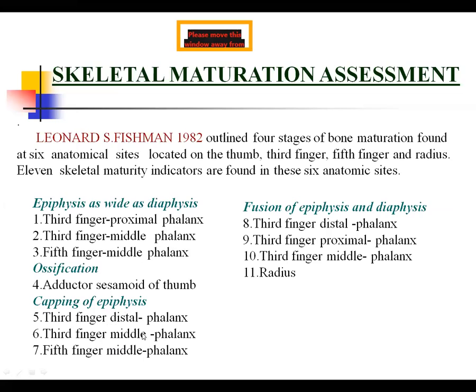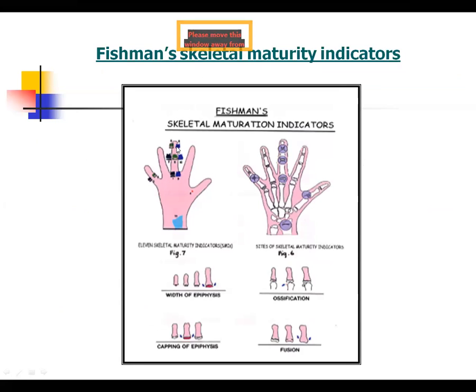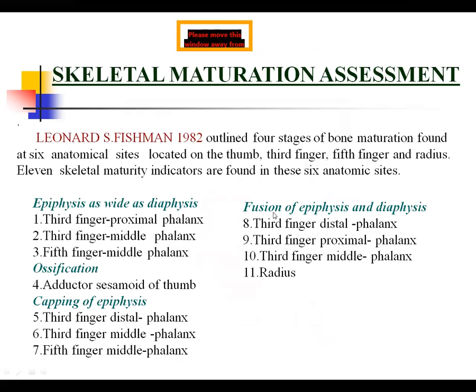They are having equal size. That is distal phalanx and middle phalanx. In the first part, it was proximal phalanx and middle phalanx. Then abductor sesamoid, then distal phalanx and middle phalanx of fifth finger. They are capping. After capping is the fourth stage, where there is fusion of epiphysis with diaphysis.